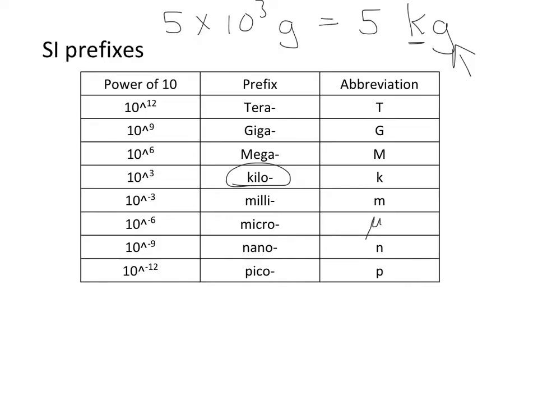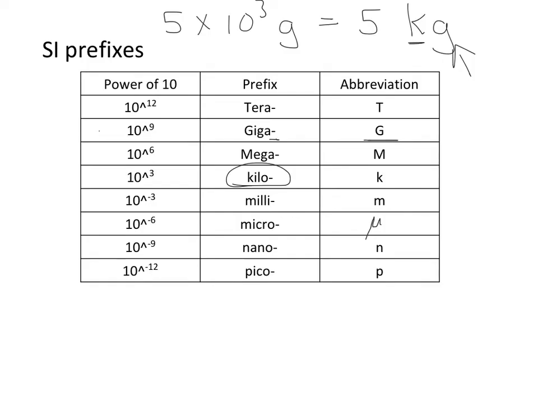So in this chart here, you will see the different prefixes that are used, from 10 to the 12, which is a tera, represented by the abbreviation capital T, to 10 to the 9th, which is a giga, represented by a capital G, and so on.